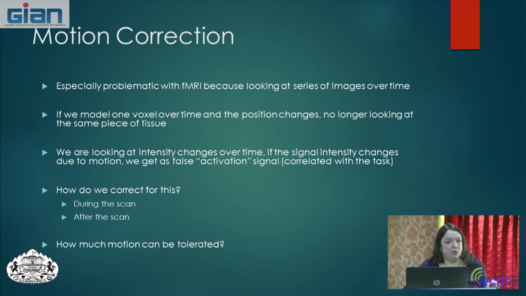So if they move too much, this is going to really be a problem because, especially at the boundaries of different types of tissues, we're going to start seeing intensity changes over time due to this person moving and not due to the actual physiological effect that we're looking for. So motion correction is a very important step. We're looking at intensity changes, hopefully due to this BOLD signal, so we don't want to get false activation due to motion.